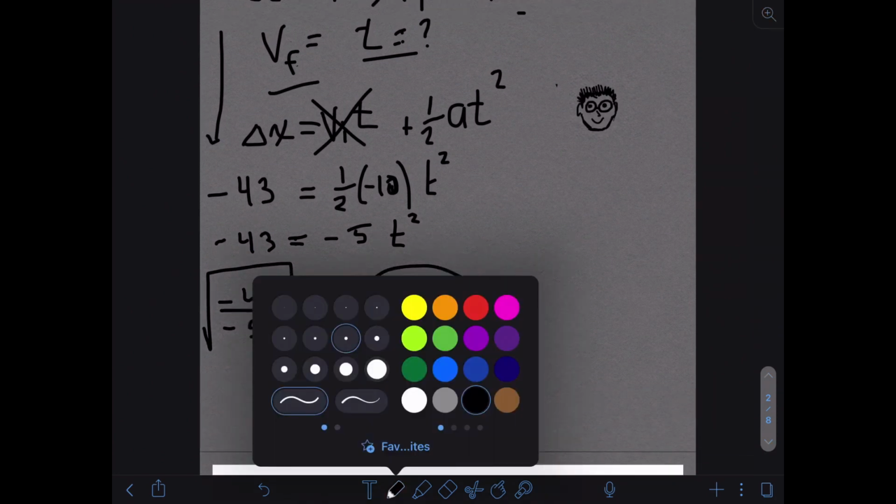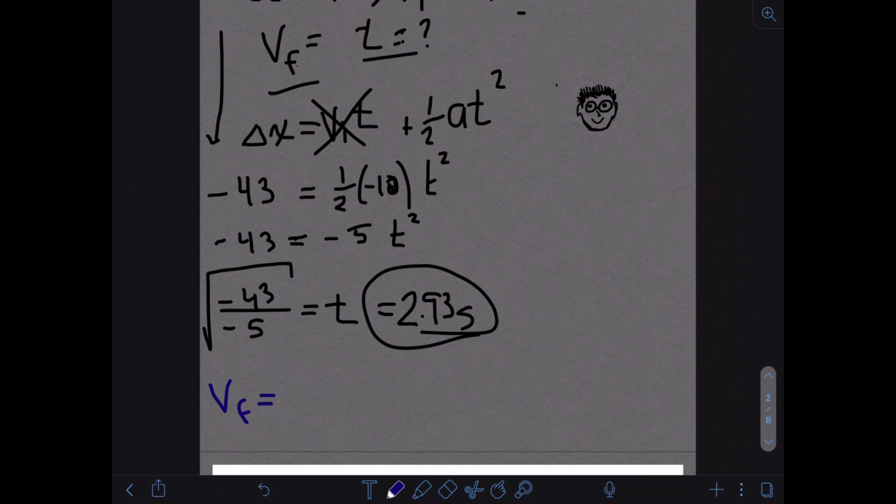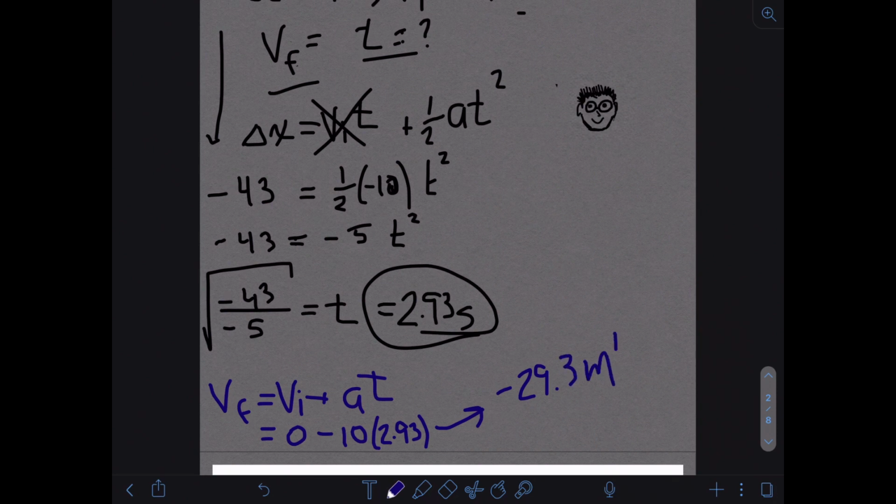I'm going to go right after it and I'm going to say, all right, VF equals VI plus AT, because I can absolutely use that now. Now VF equals, now the VI is 0. Be careful here. A is negative 10. Time is 2.93. So my final velocity, I'm going to ask you to make sure you get the direction right on this. Negative 29.3, that's fine, take it to that point. Meters per second. So that is a velocity just before hitting the ground, negative because it's falling down. Okay, so that's how you would do a dropped object calculation.